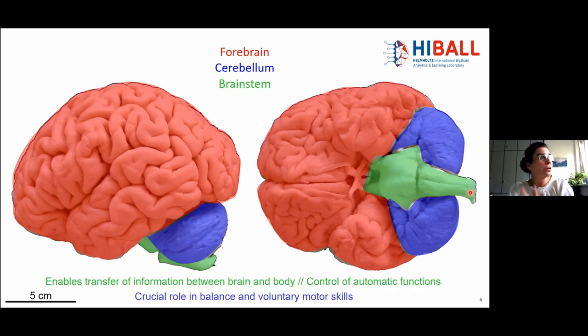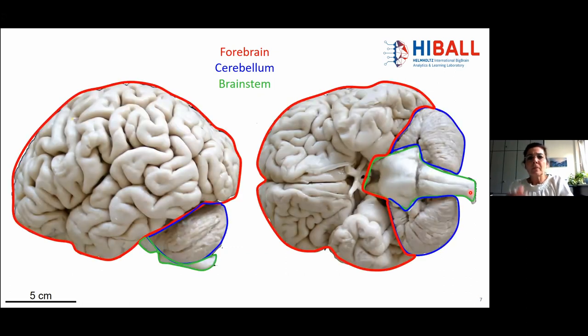Right, so just to remind you, the brainstem enables the transfer of information between the brain and the body, and the cerebellum plays a really important role in motor skills. Now, since we know that the cerebellum, and this is something that we know because you see it whenever you take the brain out of the skull, is located towards the back of the brain. And we also know that it is located below the forebrain.